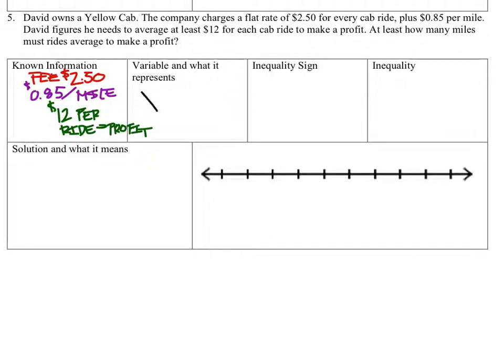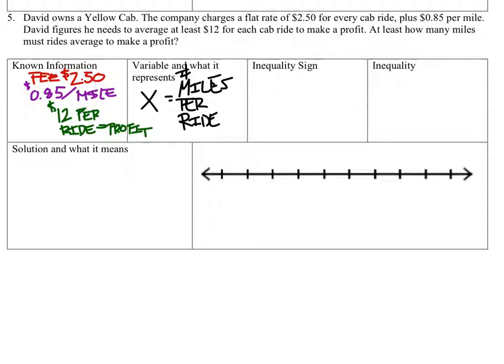All right, well, let's define our variable then. X, again, we want to know how many miles on average a person must ride. So X is the number of miles per ride. The inequality sign, we'll get into that. It depends on how we write the inequality. So let's go ahead and write the inequality now.